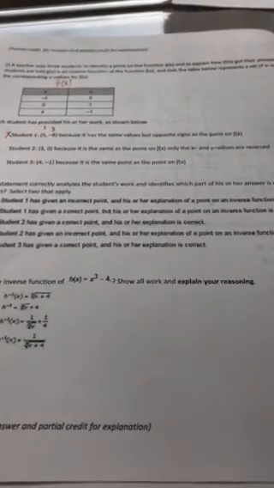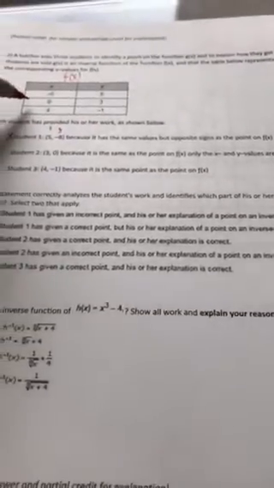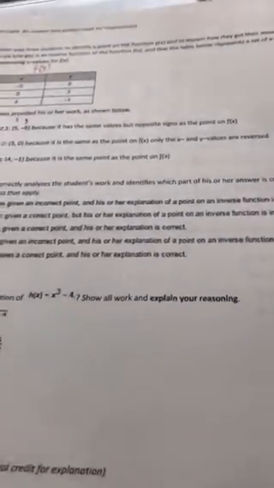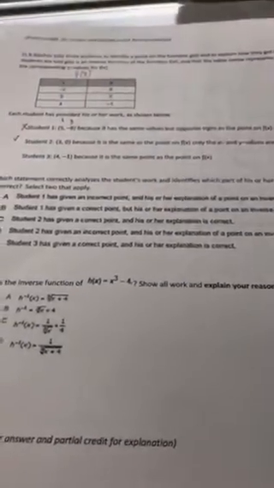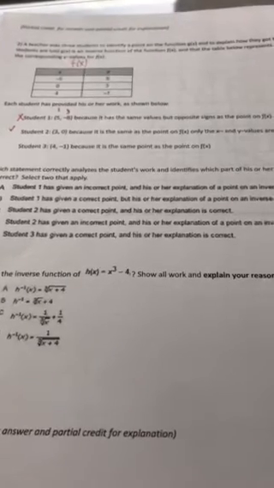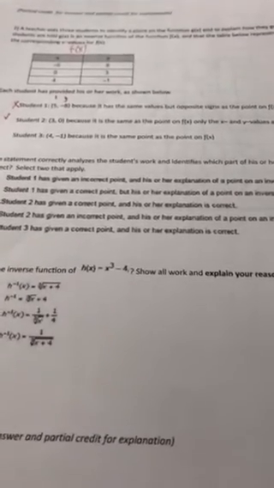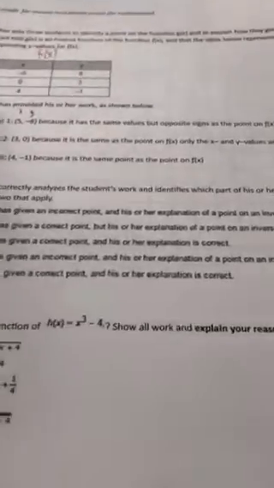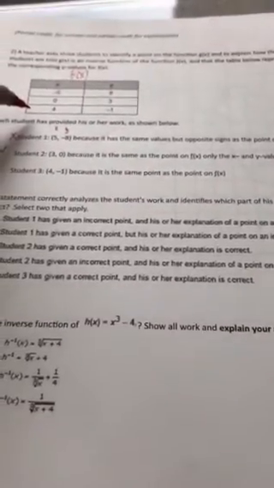Okay, student 2, 3-0, because it's the same as the point f of x and the x and y values are reversed. So they're talking about this one. You see how they switched the x and y values? So this one is correct. Student 2 knew what they were doing. Okay, student 3, 4-1, because of the same point as the point on f of x. So you see this is wrong because the inverse function wouldn't have the same point. So we're going to say no, that's not correct.